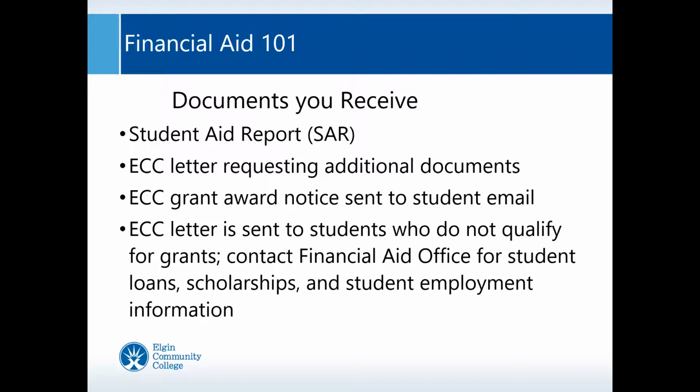The advisor will award all eligible students, and students will be notified by their student email. If a student is not eligible for any grants, a letter will notify the student and encourage the student to contact the financial aid office for more information on student loans, scholarship, or student employment. If you have turned in all of the requested forms and documents, but you have not heard back from us regarding the status of your award, please feel free to contact the financial aid office for further information.